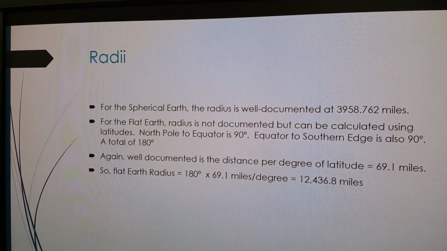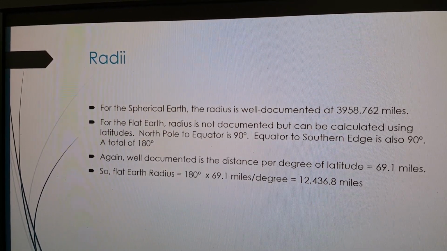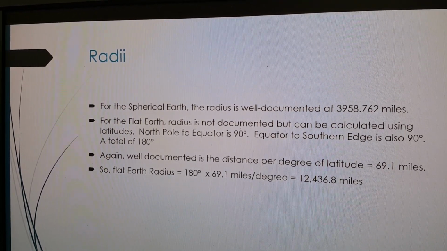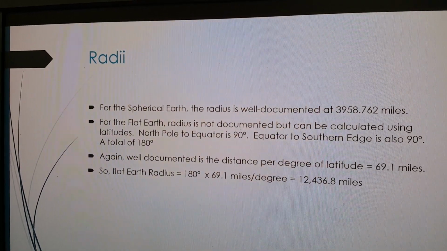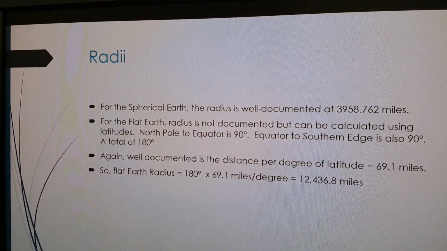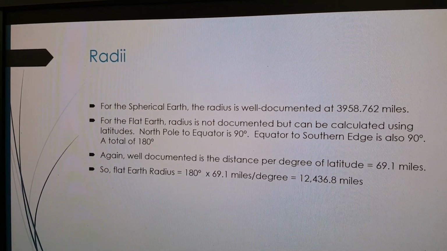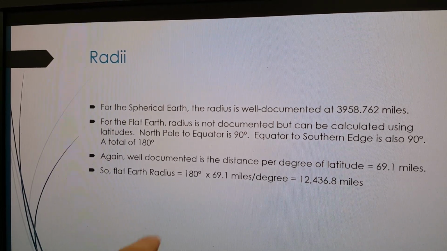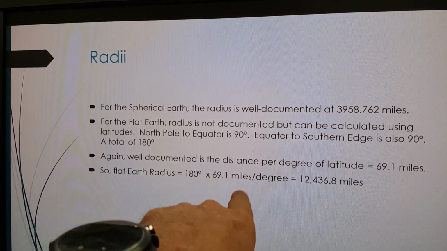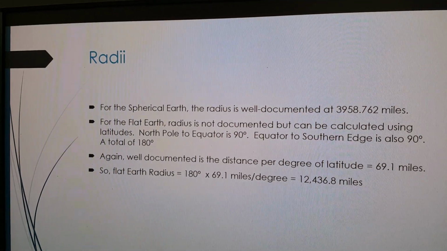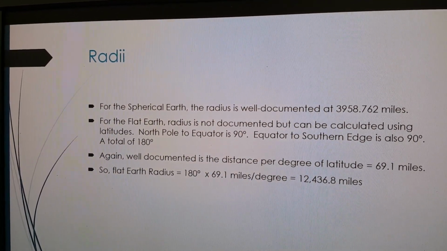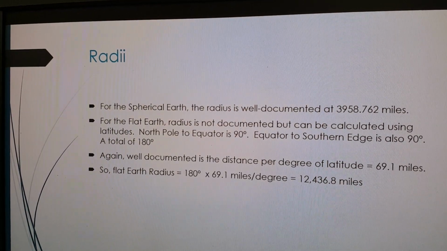So again, you can look it up. It's well documented that the distance per degree of latitude is 69.1 miles. So the flat Earth radius then has to be 180 degrees times 69.1 miles per degree. You notice that degrees cancel. We're left with miles. The total is 12,436.8 miles. Okay, so we have two numbers for radius.